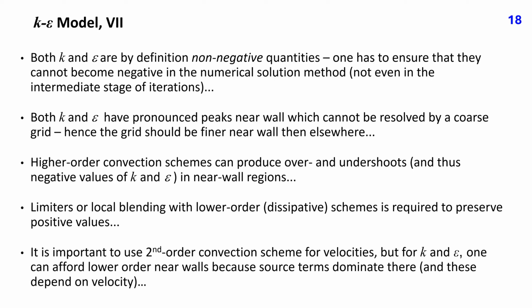It is important to use second-order or higher-order convection schemes for velocities to obtain accurate velocity profiles and gradients. For K and epsilon, one can afford lower-order discretization near walls because source terms dominate the equations there. These source terms are dependent on velocity gradients, and if velocity profiles are accurate, K and epsilon will come out correct.